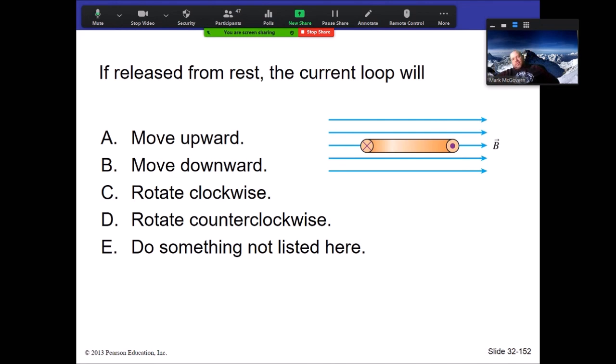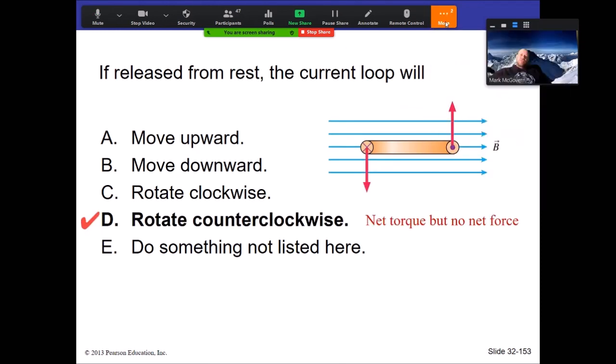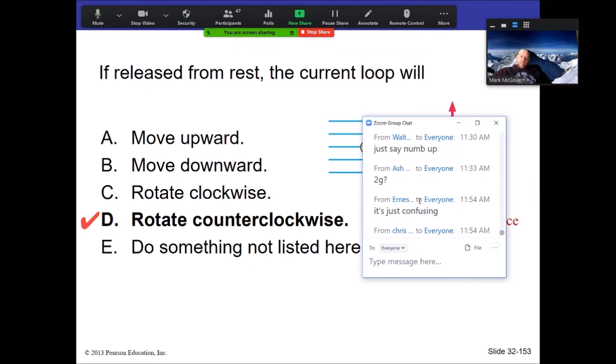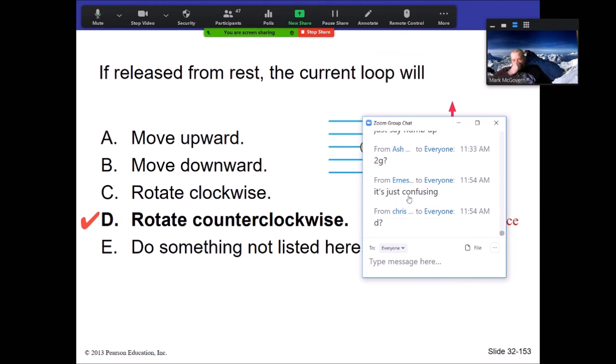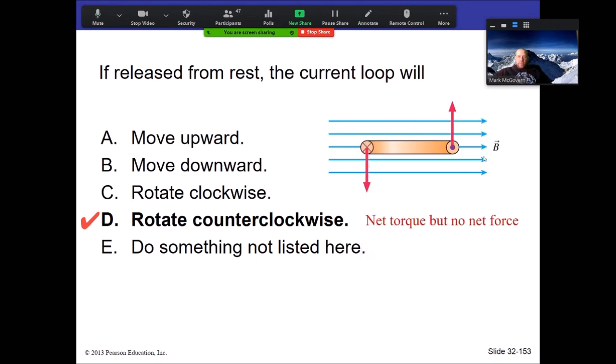All right, so this question here: if released from rest, what will the current loop do? There's a lot going on in this. You're going to want to first figure out the direction for mu, and then from there figure out your torque. It's definitely confusing. I'll give you that. All right, let's talk about it.